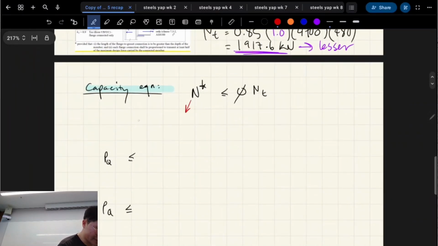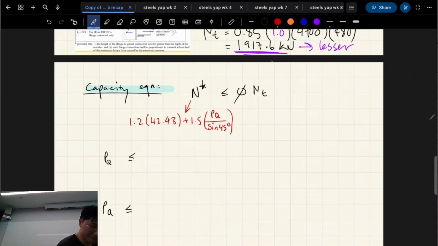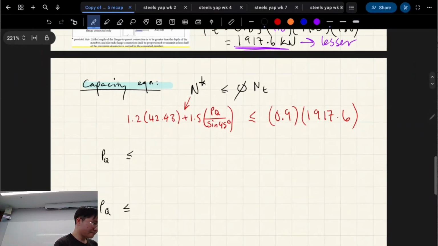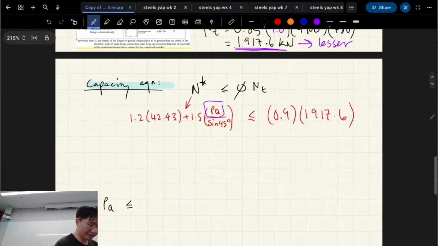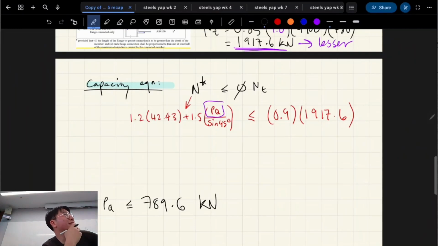Now, backtrack. Our load combo looked like this, right? You can probably imagine what we're going to do to solve. Our phi is 0.9, and the value we take is 1917.6. We basically have to rearrange for PQ. I'm not going to write it out, sorry. But we get this number. Here's where I got stumped and had to double check my working, just because these numbers are a bit strange.